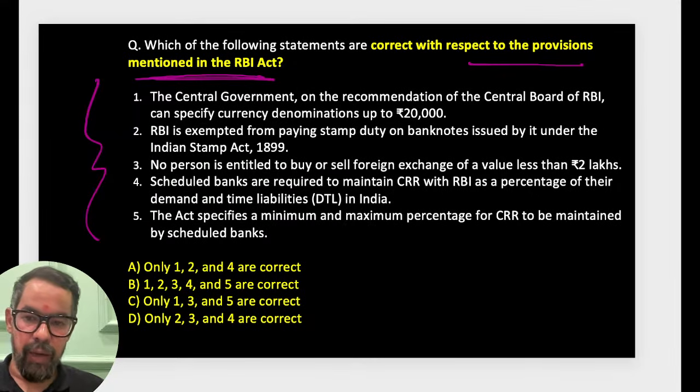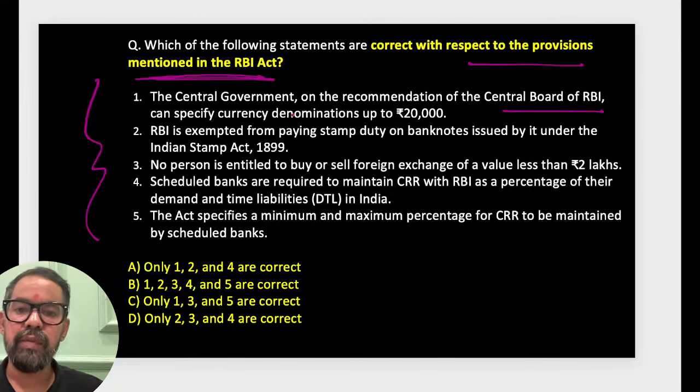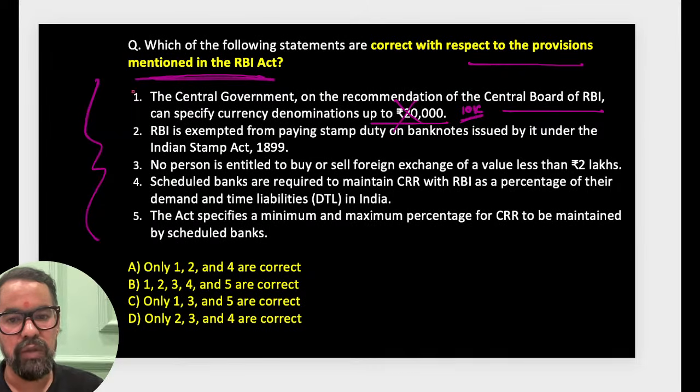So, what will be your correct answer? D. People are saying D. Central government, on the recommendation of Central Board of RBI, can specify currency up to 20,000. The maximum denomination is how much? 10,000, ठीक है. So it should be 10,000.